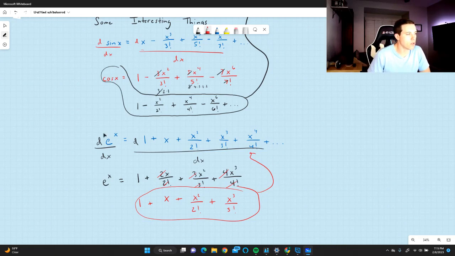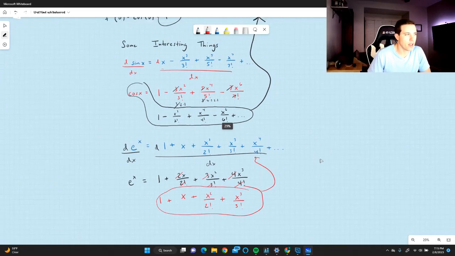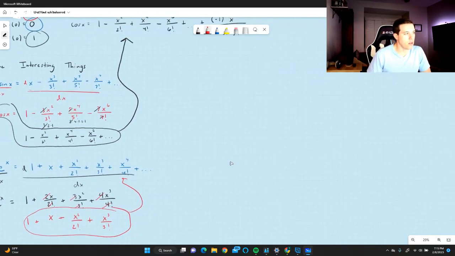The same rules for the derivative of e to the x work for the infinite polynomial presentation of e to the x. So I think that's super cool.